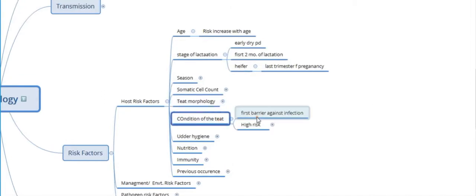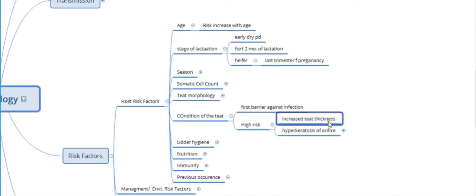Then condition of the teat. The teat, as you know, is the first barrier against infection, and increased teat thickness and increased teat end thickness are high risk for mastitis. Hyperkeratosis of the teat orifice, or teat end callosity, increases with the lactation of the animal, because with frequent milking there will be increased keratosis in the teat orifice. As this hyperkeratosis or callosity occurs, there is an increased chance for teat skin opportunists and other pathogens to enter through the teat orifice, and that poses an increased risk of mastitis in such animals.